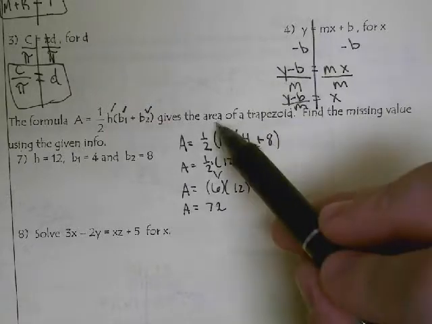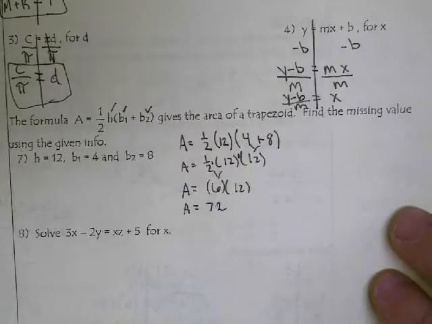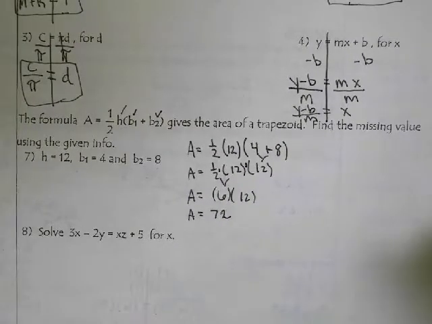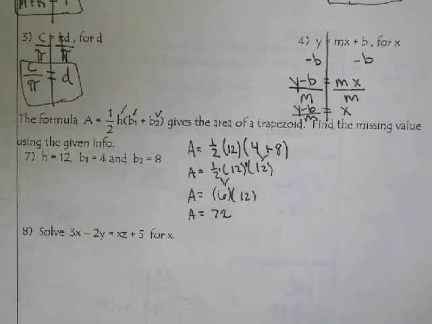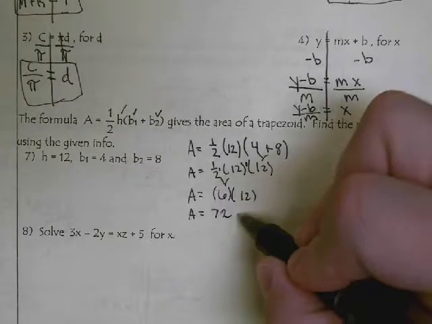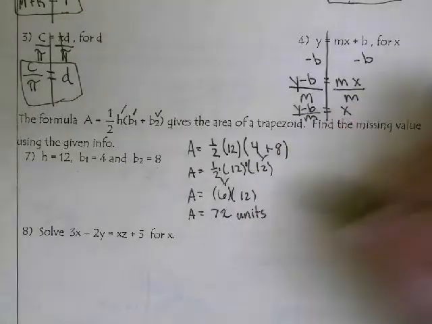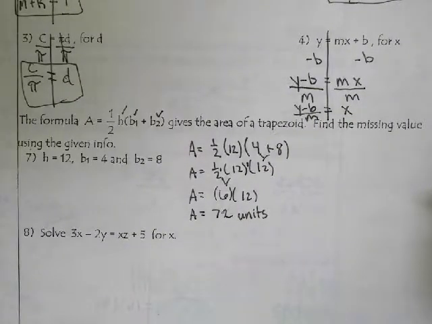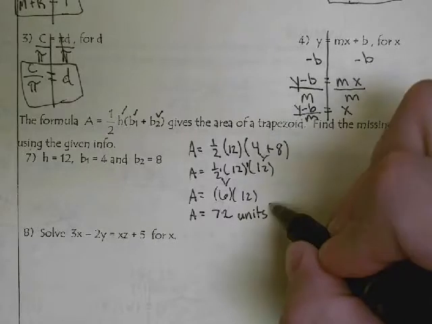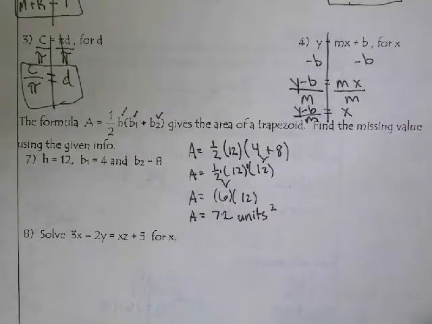We know we're finding area, so what should our units be? We're not given any units, so what can we use? When we're given no units, we'll just use the word units. And if it's area, what should my units be? They should be squared, because area has squared units.